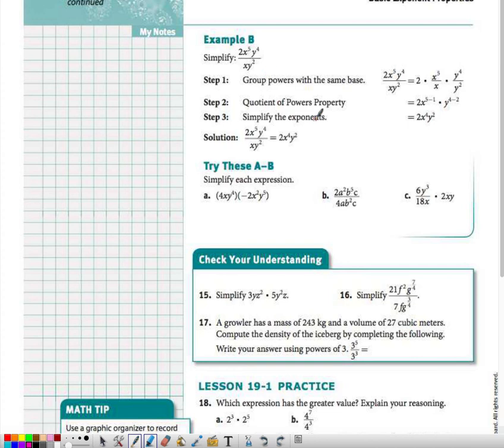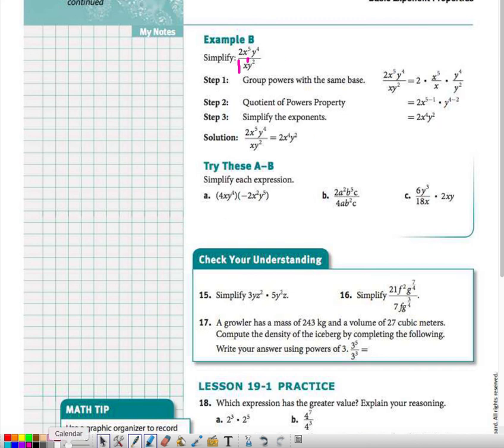And here's another example for the quotient property. So we have a 2 in our numerator, we have a 1 as our coefficient in the denominator, so 2 divided by 1 is still 2, so it stays in our numerator. And then like terms, so x to the 5th over x, again that's an exponent of 1, so 5 minus 1 is 4, and then 4 minus 2 for the y's is 2.